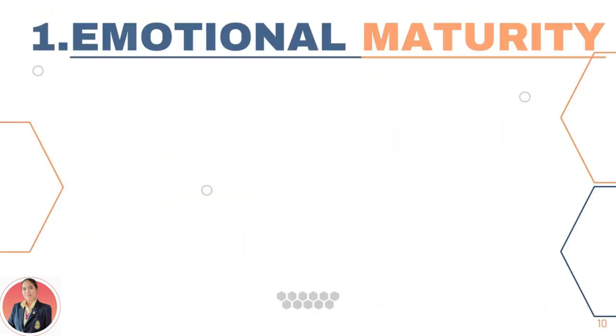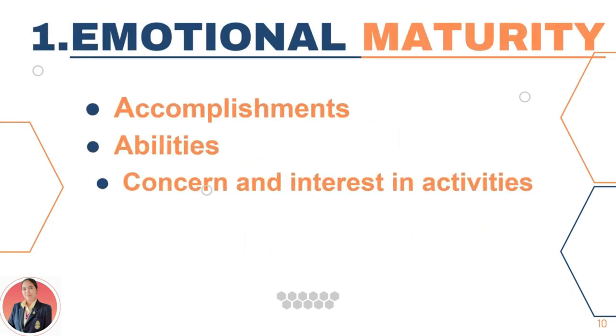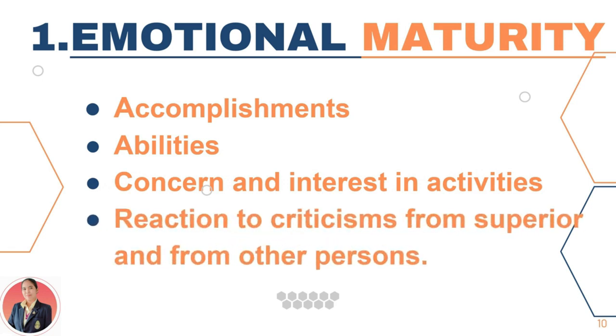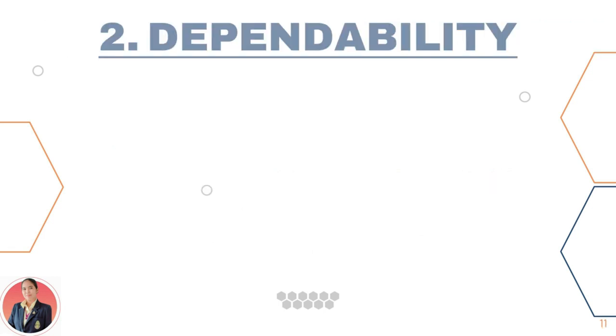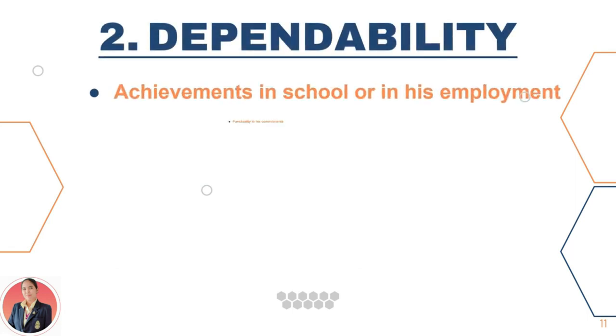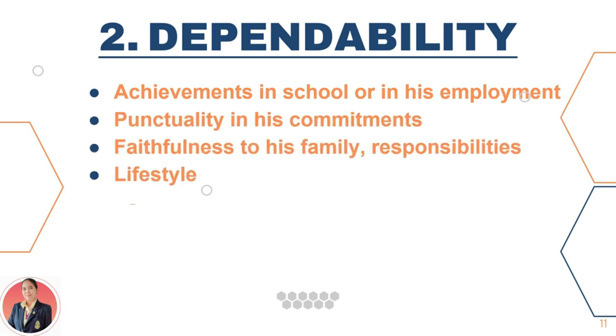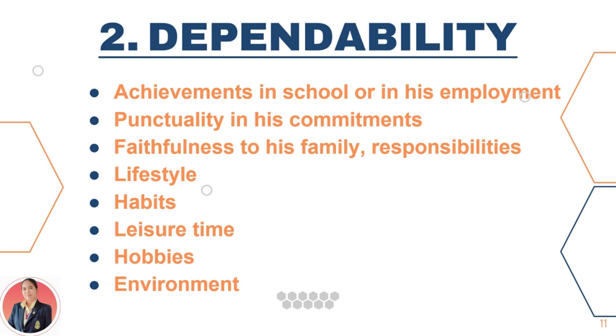Emotional maturity, which could be determined from accomplishments, abilities, concern and interest in activities, reaction to criticisms from superior and from other persons. Second is dependability. Dependability as shown by achievements in school or in his employment, punctuality in his commitments, faithfulness to his family, responsibilities, his lifestyle, habits, leisure time, hobbies, and environment.